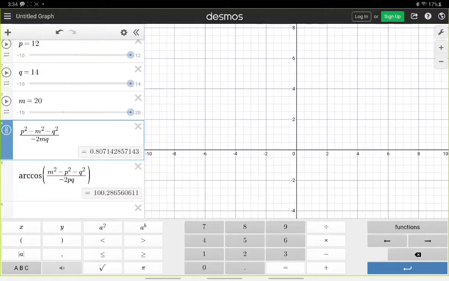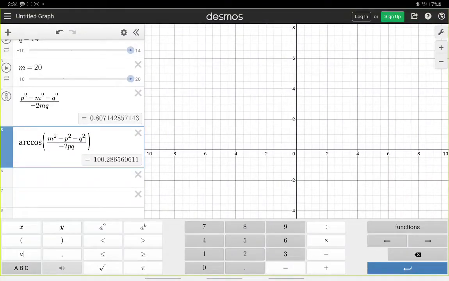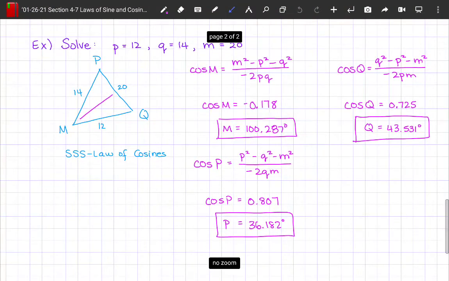Again, I could just copy and paste this down into my arc cosine, but I can't on this keyboard, so I will just quickly edit it. But there I have it. I was able to reevaluate it very quickly. So 0.807, 36.1. Yay! And then I did the same exact thing for angle Q.